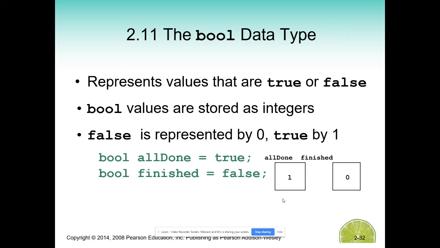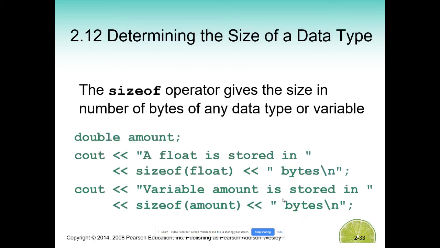And then we have a Boolean data type, which holds what? True or false, or 0 or 1. And determining the size of a data type. There are some built-in functions that come with most high-level languages. This is an example: the sizeof operator gives the size in number of bytes of any data type or variable.